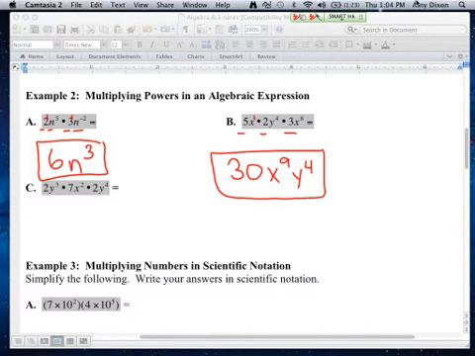All right, letter C. 2, 7, and 2, they have no exponent, so that means they actually have an exponent of 1, so we just multiply all three of those numbers. 2 times 7 times 2, what do we get? 28. We can put the y's together. Y to the 7th, and then x squared.